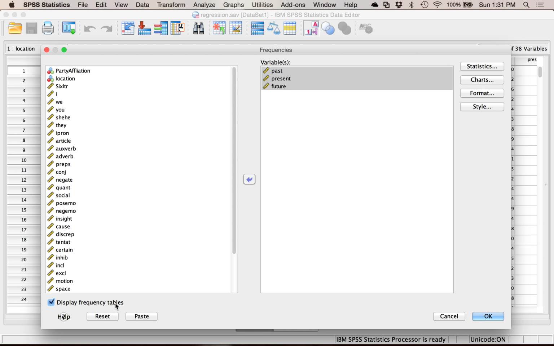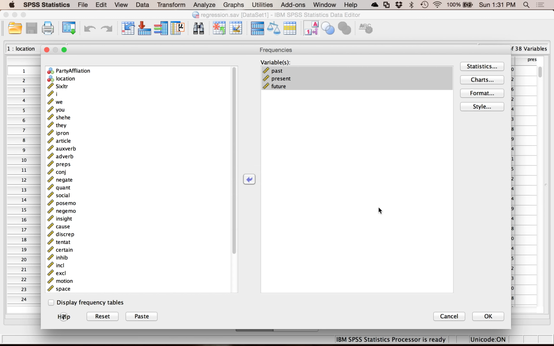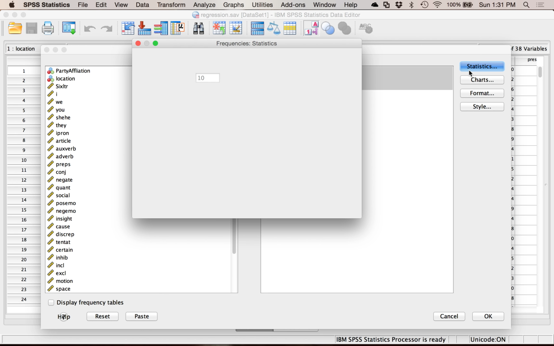I'm going to turn off display frequency tables because otherwise I'm going to get these giant tables where each decimal point is going to have its own frequency. And then it's warning me, by the way, unless you pick something else, nothing's going to happen. Thanks, SPSS. I got it. So let's click on Statistics.